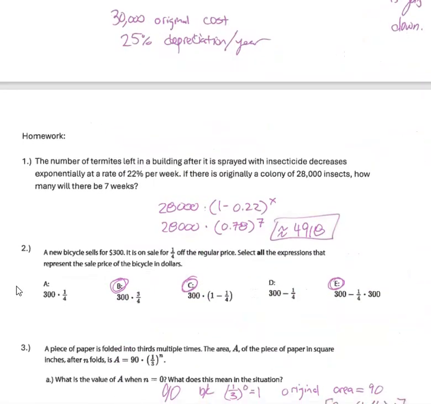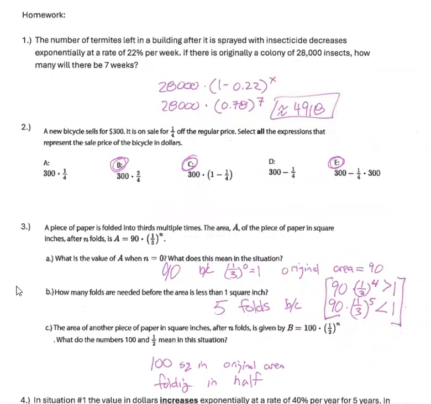Now let's take a look at your homework. So this first one is talking about the number of termites. You start with 28,000. It decreases exponentially. First you kill off a bunch of them, and then it kind of slows down, and it takes a while to get rid of all of them. It decreases by 22% each year.